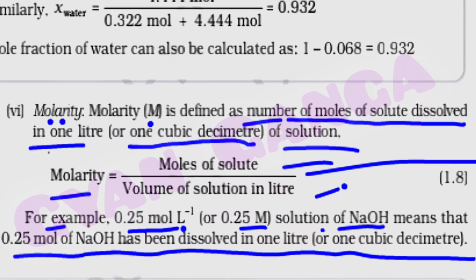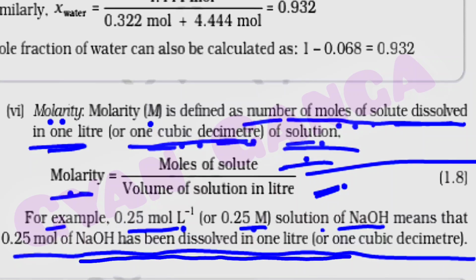Molarity is defined as the number of moles of solute dissolved in 1 liter or 1 cubic decimeter of solution. Molarity is moles of solute upon volume of solution in liters. For example, 0.25 mole per liter, or 0.25 molar solution of NaOH, means that 0.25 mole of NaOH has been dissolved in 1 liter or 1 cubic decimeter.